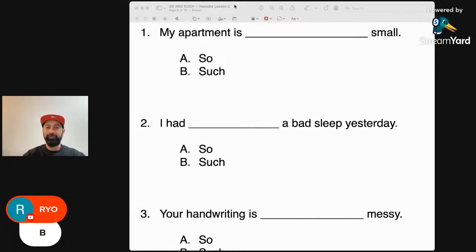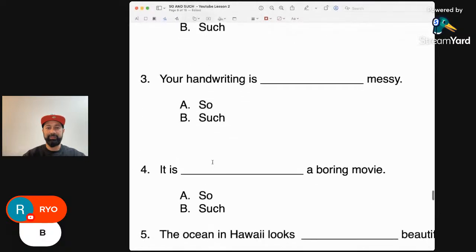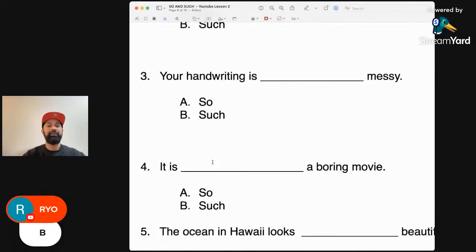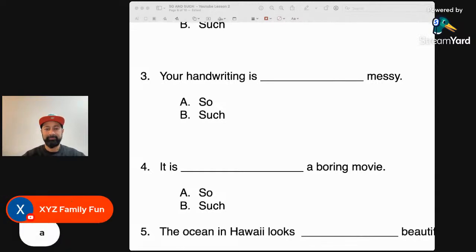All right, we're going to go through this really quickly because we want to get to the more difficult part here. Number 3, your handwriting is something messy. Is it going to be A or B? Your handwriting is something messy. XYZ, A. Dio, A. Perfect. YFS, A. Perfect.